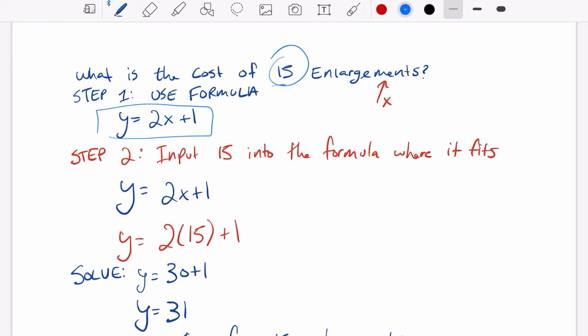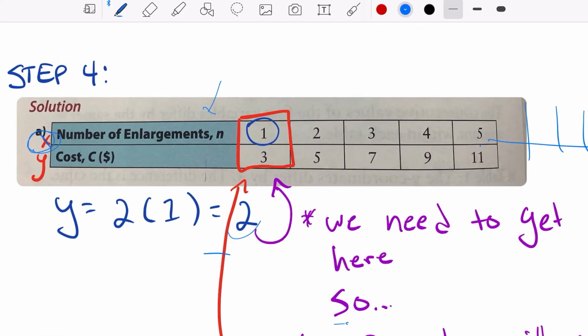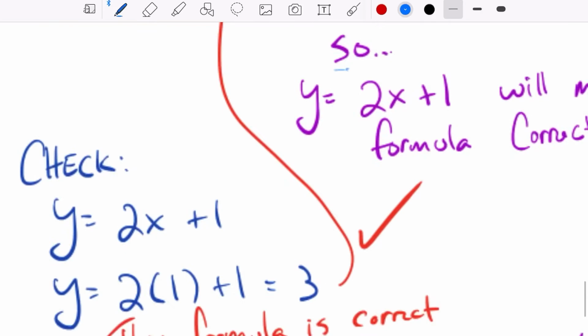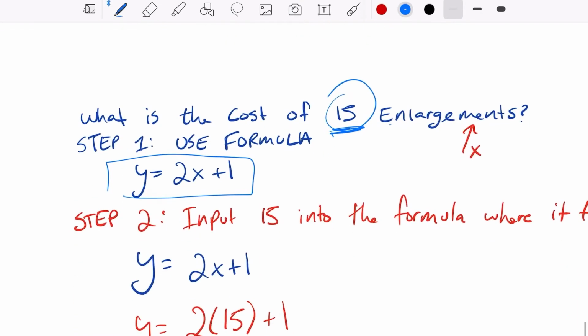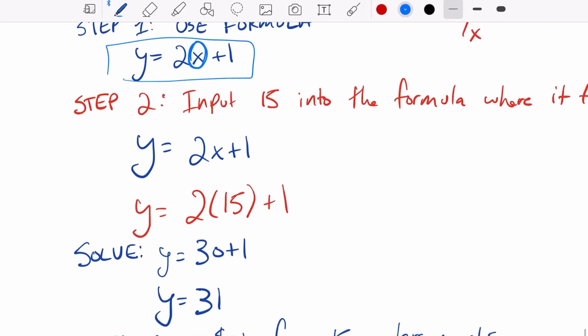How did I know where the 15 went? Well, I took a look at my chart, and you notice here, this is the x, and this is the y. It said enlargements, so I knew it was where I put it into the x value. So I knew I'd put that 15 right there into the x value.